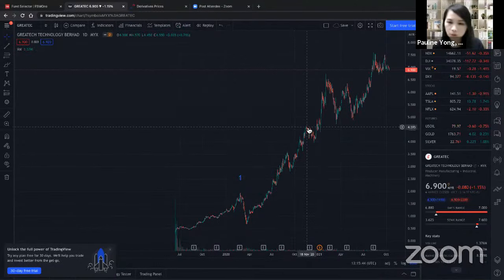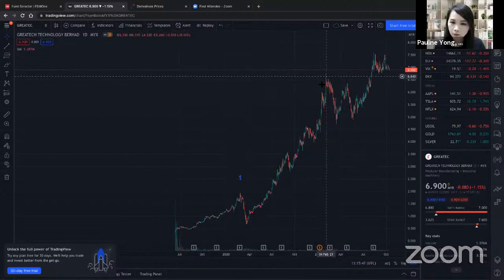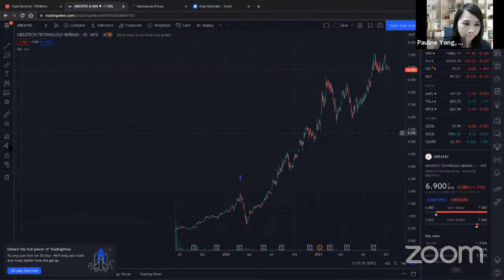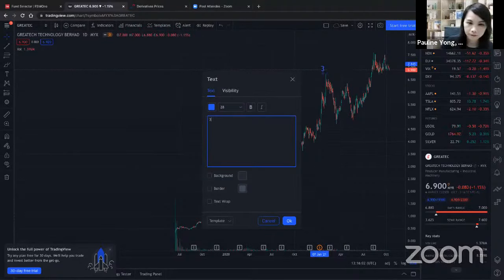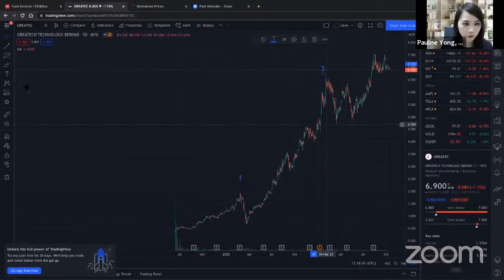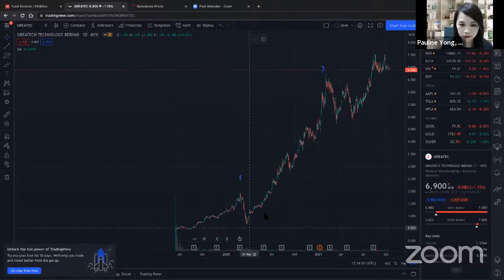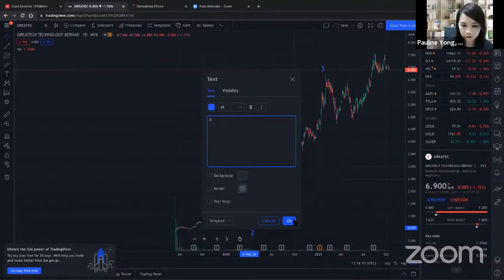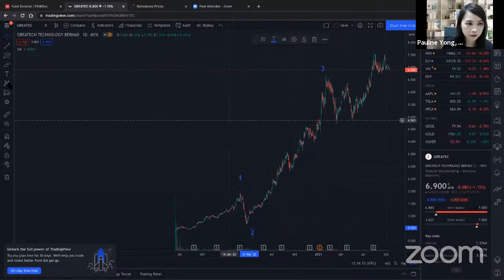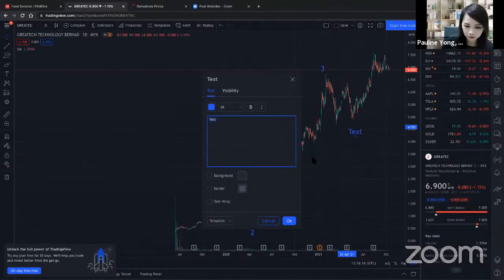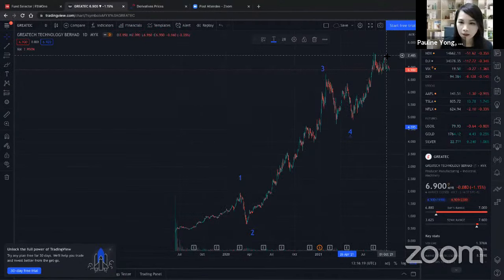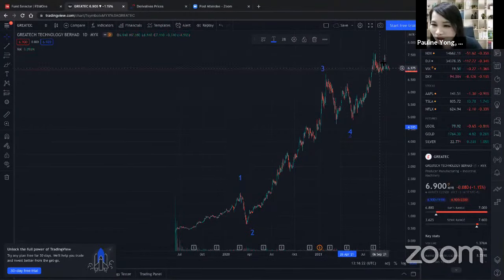Okay, so let's say we are looking at this 1, 2, 3, 4, 5. Let's put a number here. This is 3, and put another number here. This is 2, and put another number here. This is 4. Okay, and we are looking at the 5th wave here.